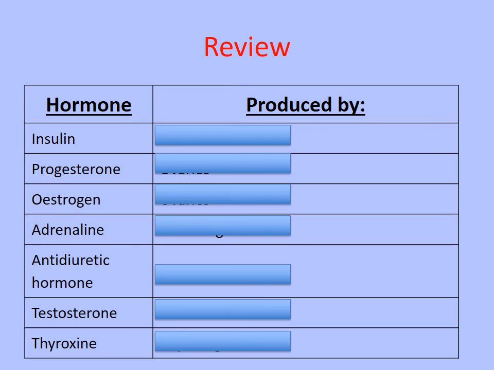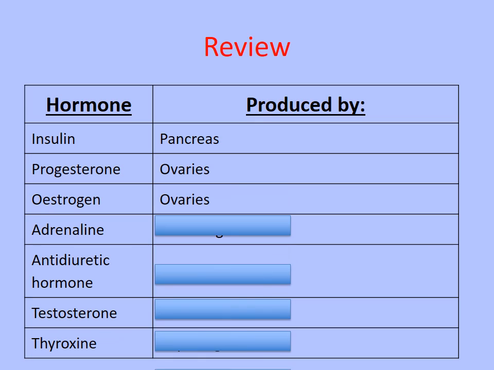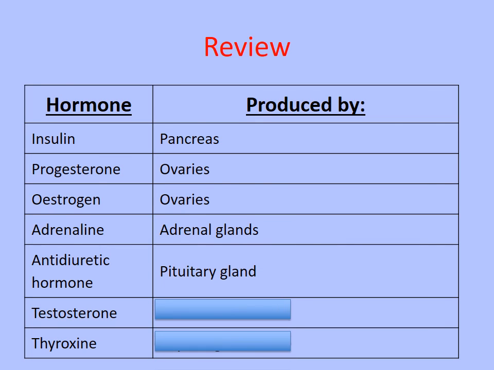Right, this table, have a go at. So insulin is of course produced by the pancreas, progesterone is the ovaries, estrogen is also the ovaries, adrenaline is the adrenal, antidiuretic is the pituitary, testosterone is the testes, and thyroxine is the thyroid gland.